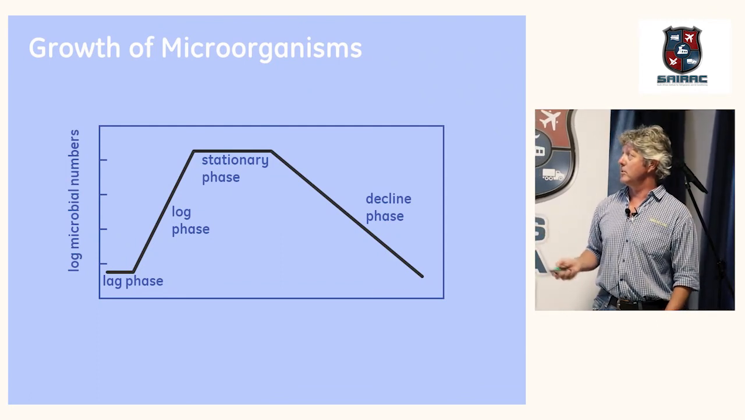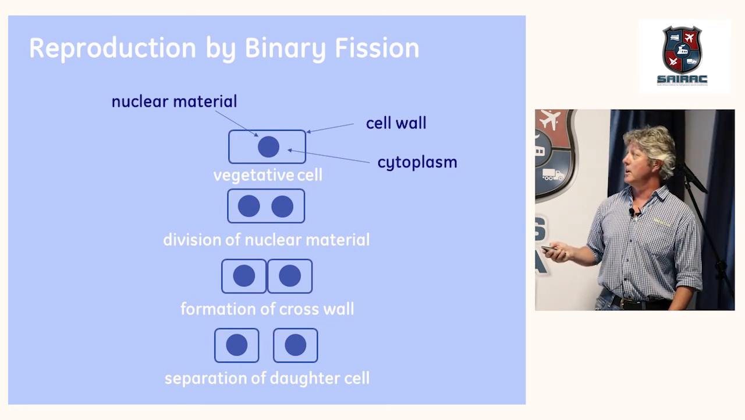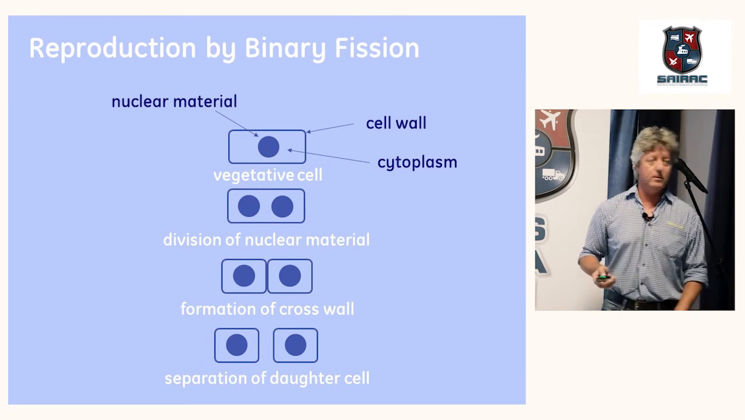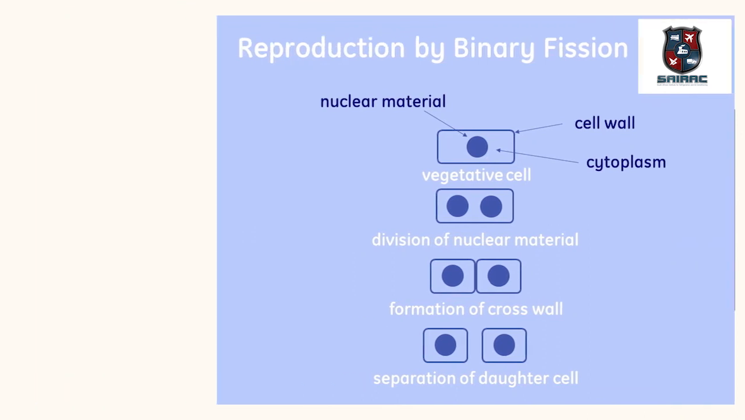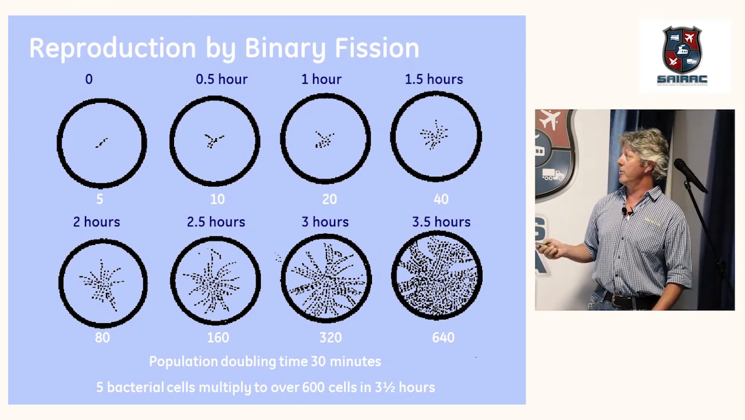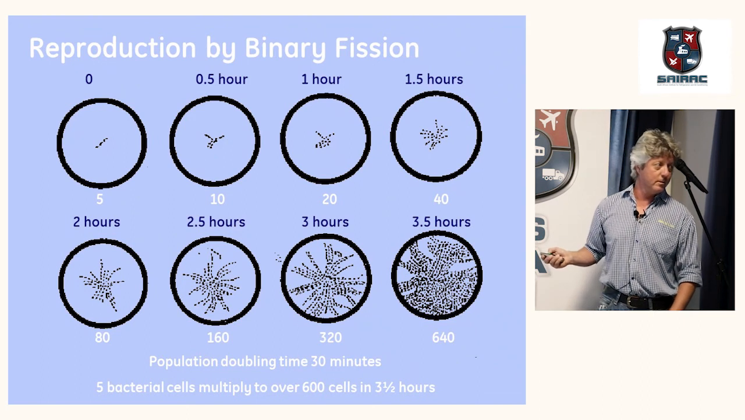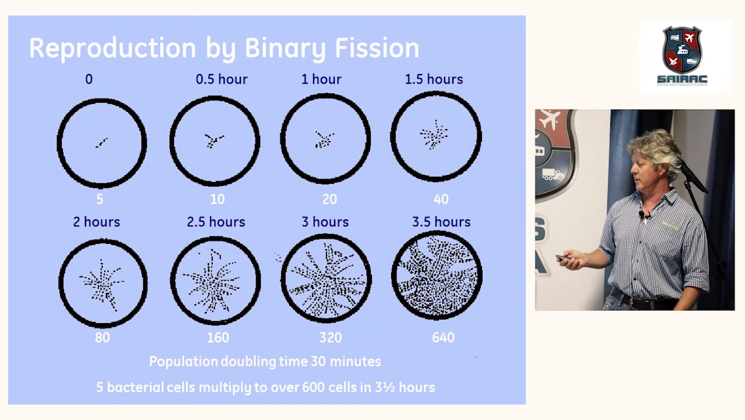Okay. This is just to show how bacteria grow. You have cell wall, cytoplasm. The nucleus divides in two, and then it forms a little cross wall, and voila, you've got two bacteria. So this is very, very simple. There's no sex involved. And then this is how quickly it can actually happen. About five bacterial cells, and in 3.5 hours, we can have 640. This is in a situation where the population doubles every 30 minutes. But the next one is a better indicator.